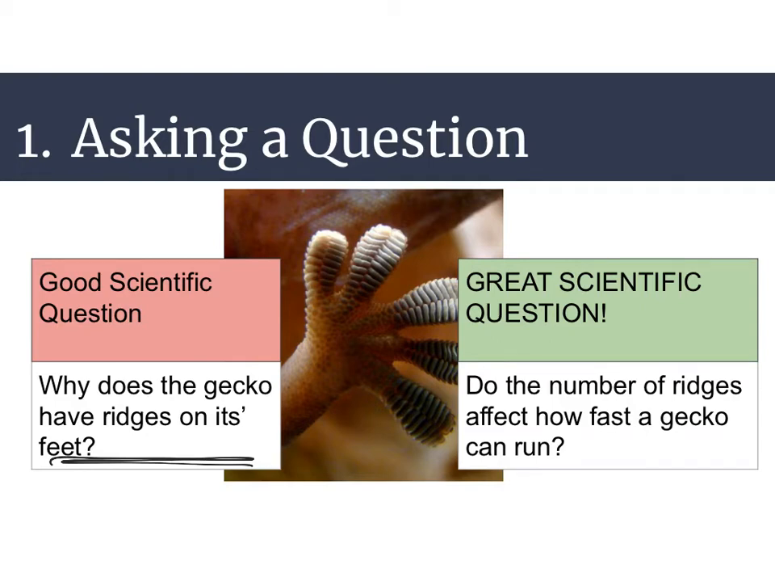However, a great scientific question, remember we have something affects something, right? So here we're looking at our 2 somethings. Do the number of ridges affect how fast a gecko can run? Our first something is going to be the number of ridges, okay? Do the numbers of ridges affect something? Our second something is the speed at which a gecko can run, or how fast a gecko can run.